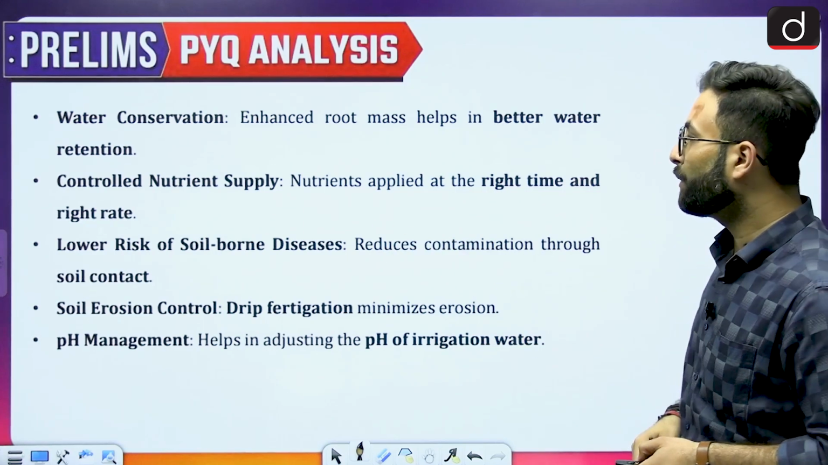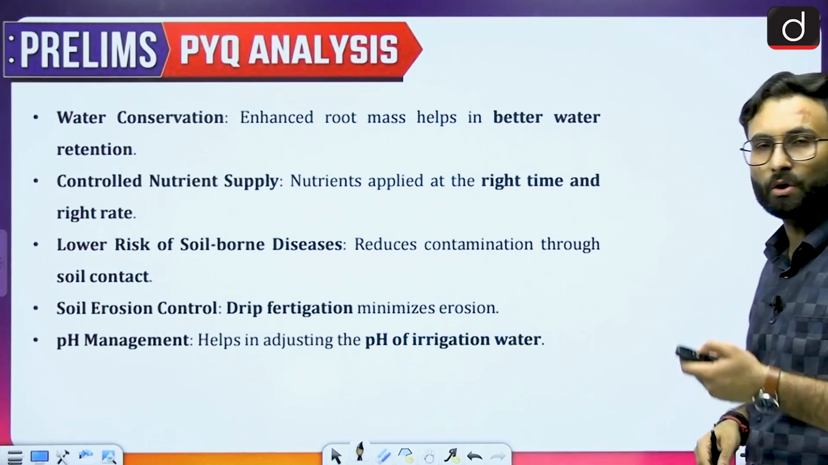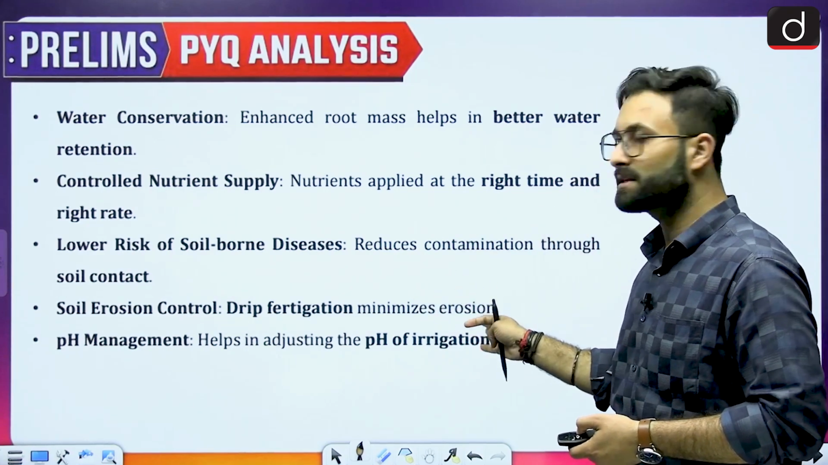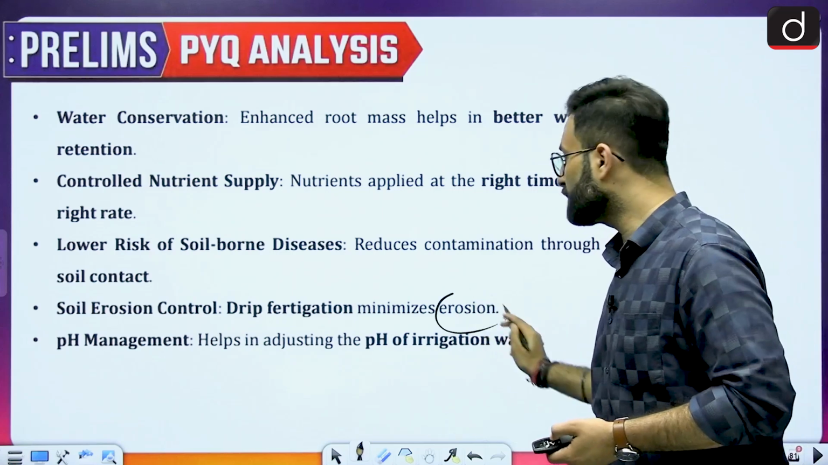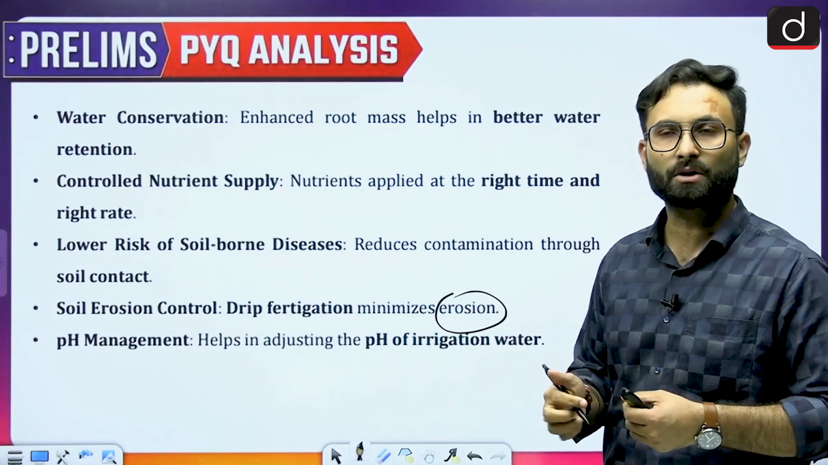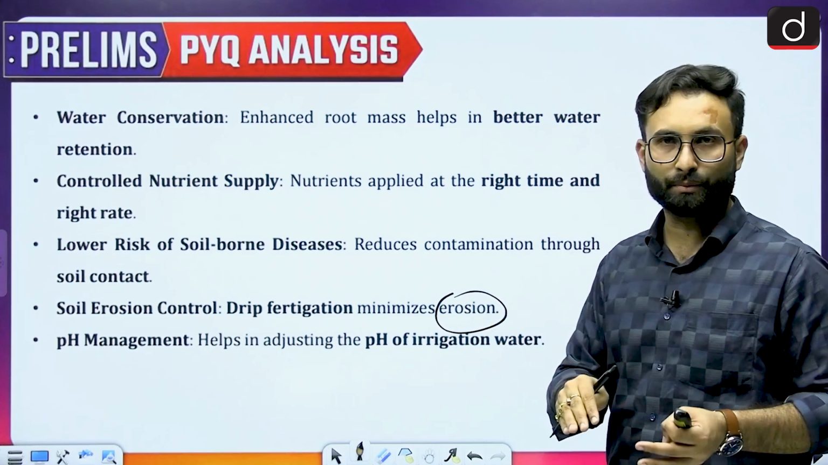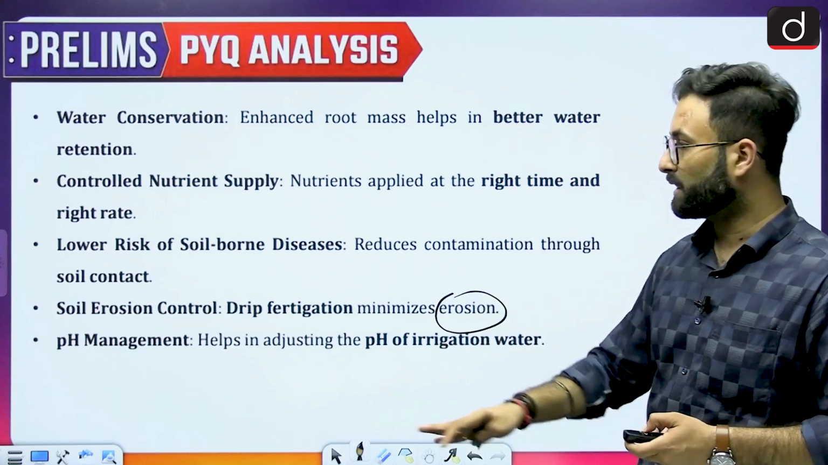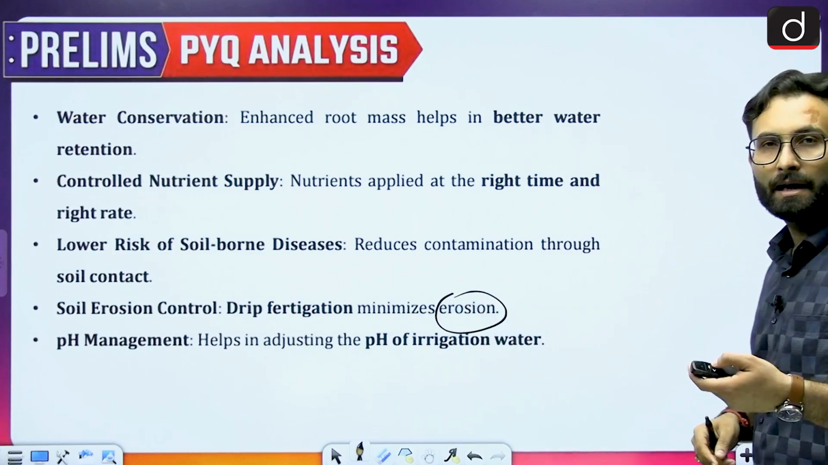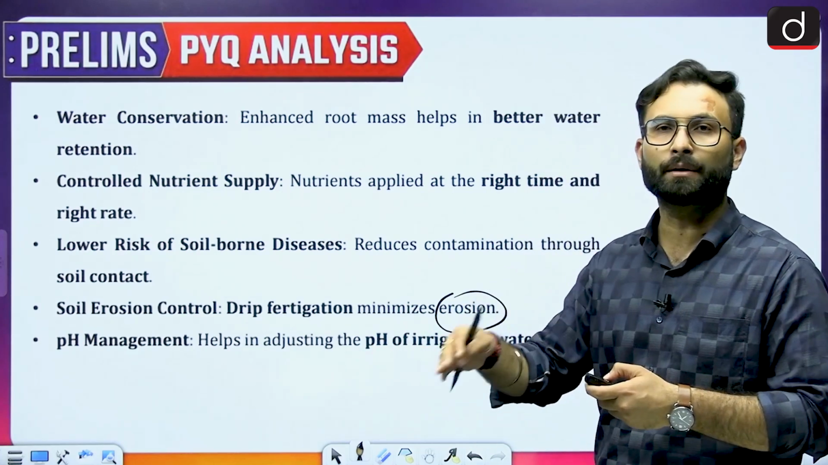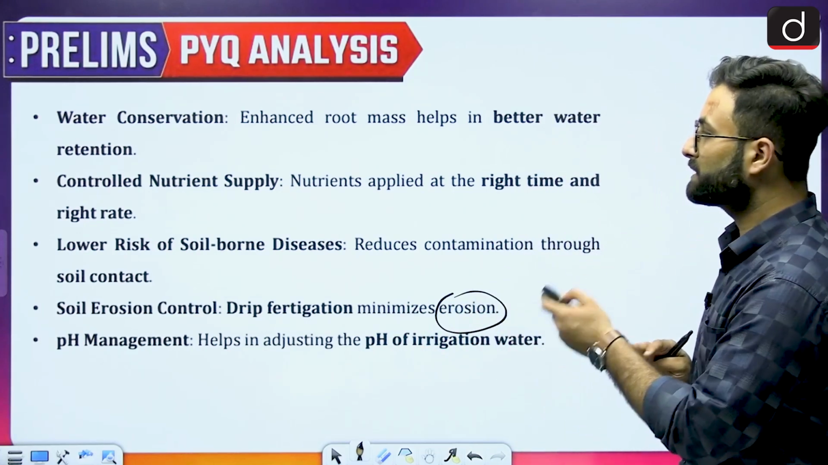Low risk of soil-borne diseases, reduced contamination through soil contact, and soil erosion control. Drip fertigation minimizes erosion, because we are not going for a flow of water; we are using drip irrigation or another efficient irrigation method, so that the water flow or washing away of the water is less. Okay, that is there. And pH management, that is, the alkalinity of the nutrients or the alkalinity of that particular field can be controlled. So that is our pH management.